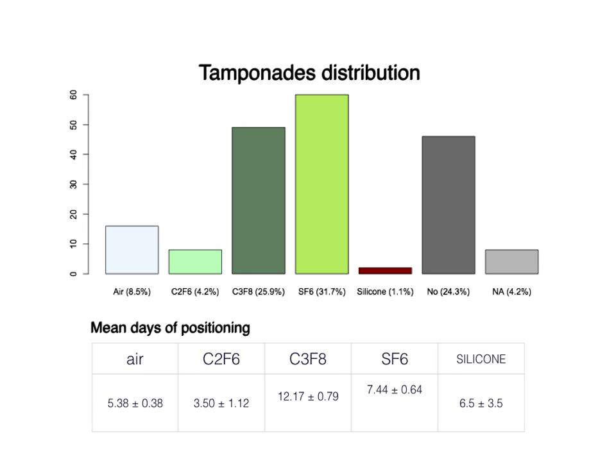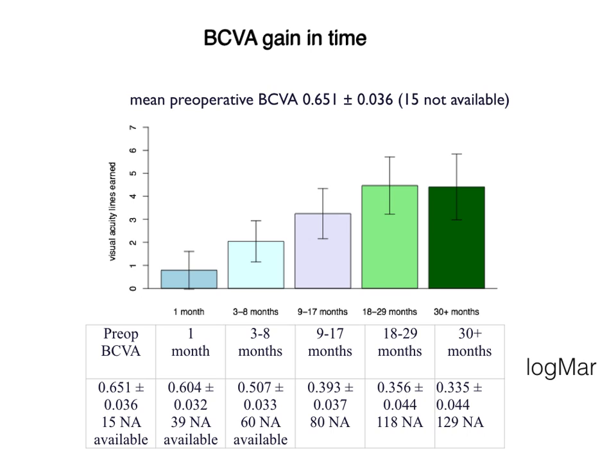The type of tamponade was either air or different types of gas, in a small part silicone oil, as you can see. The visual acuity improved. So this graph shows that it's worth operating because there is a significant visual gain when you operate the patient.